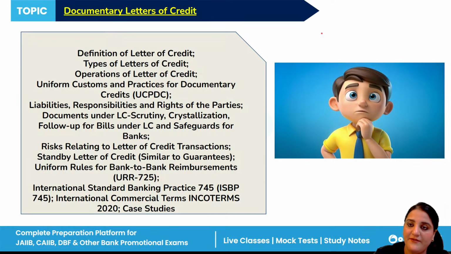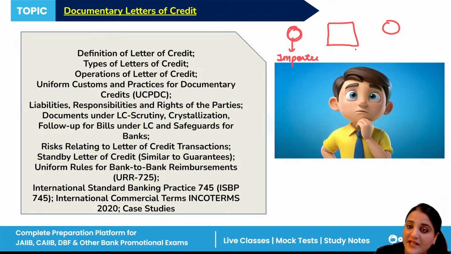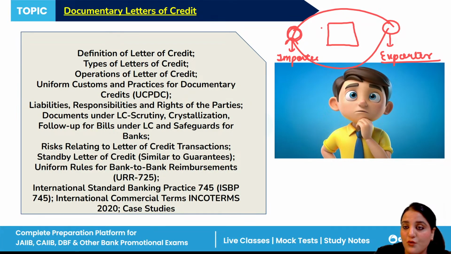Then documentary letter of credit. What is a documentary letter of credit? Basically an agreement between two banks. One bank is related to the importer and another bank is related to the exporter. They have to make an agreement to make sure that the importer and exporter do their business without any problem. In this, we are going to learn lots of things.